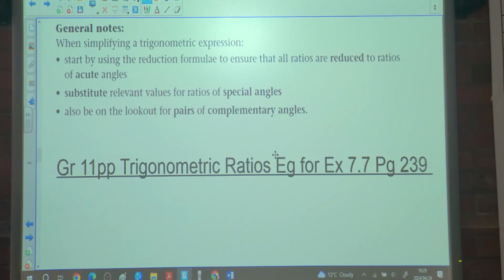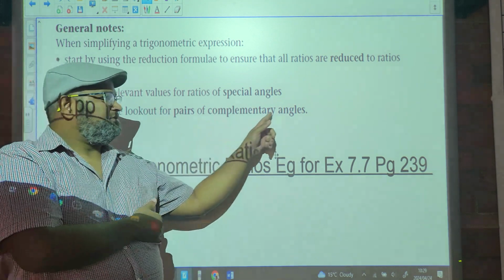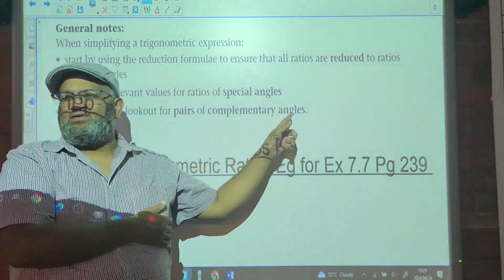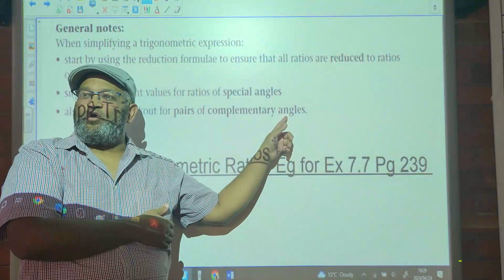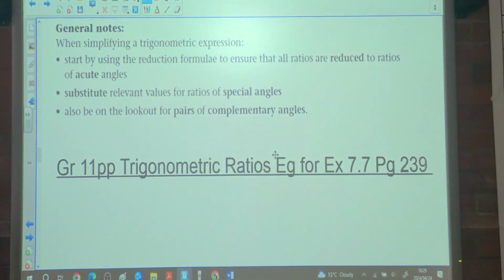And then also be on the lookout for pairs of complementary angles. And when would something be complementary? If it's 90 plus, 90 minus, or 270 plus, 270 minus.